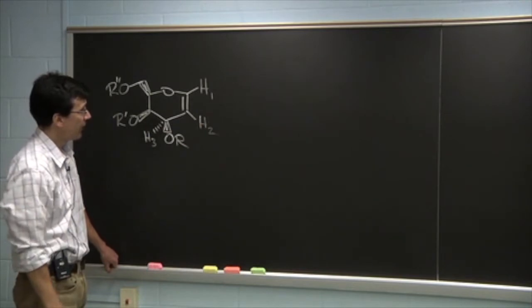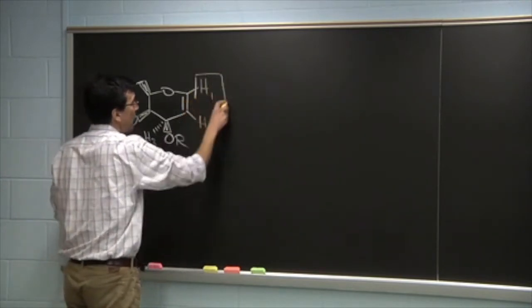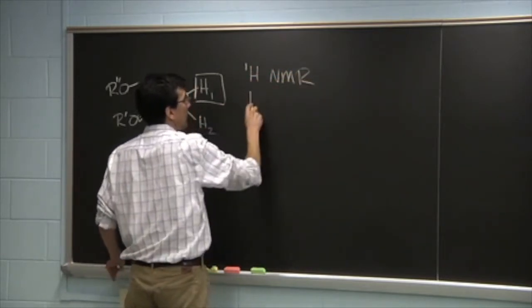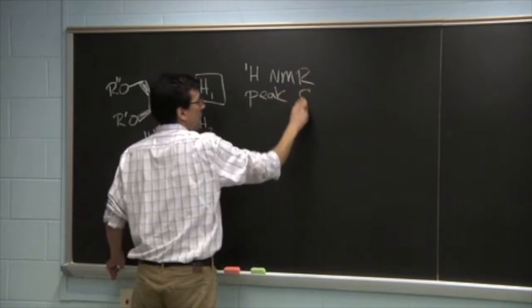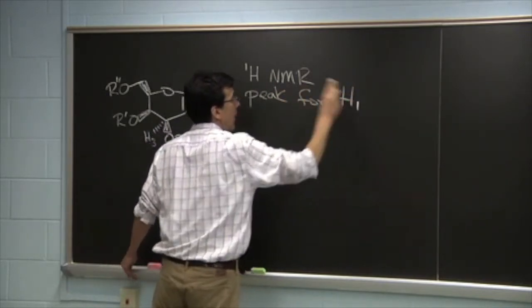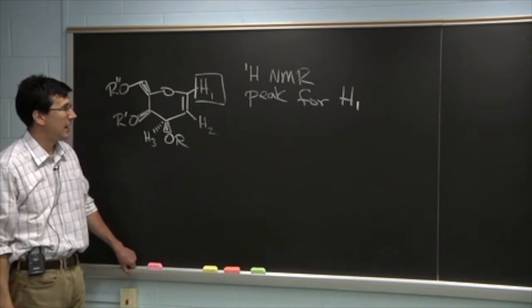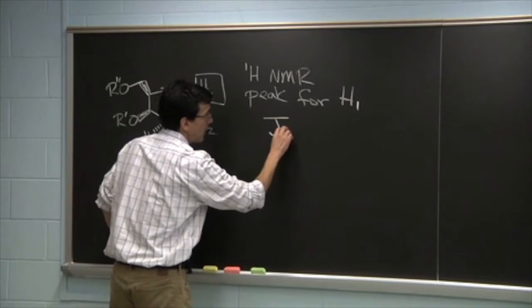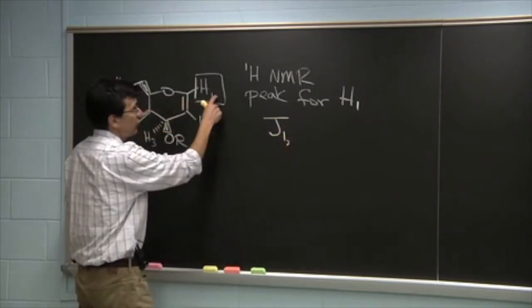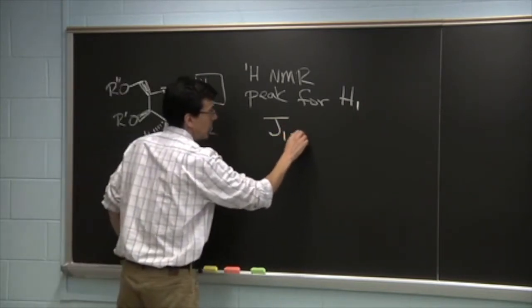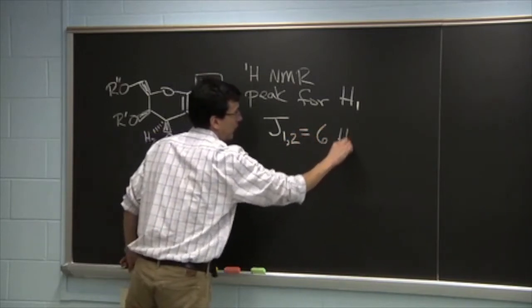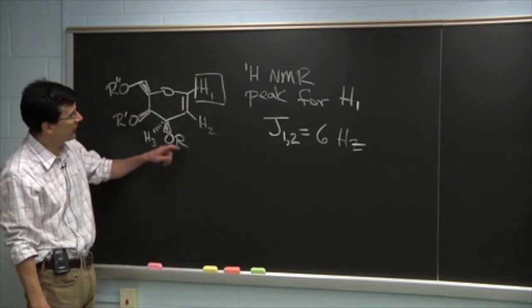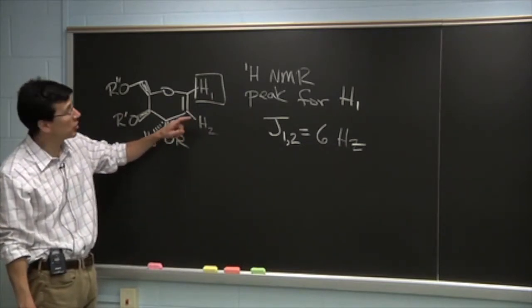And so what I want to think about is the proton NMR peak corresponding to hydrogen 1. And I'm going to tell you some coupling constant values. So the coupling constant between hydrogen 1 and hydrogen 2, let's say that's 6 hertz. And then this is kind of an interesting situation because there turns out to be a longer range coupling.